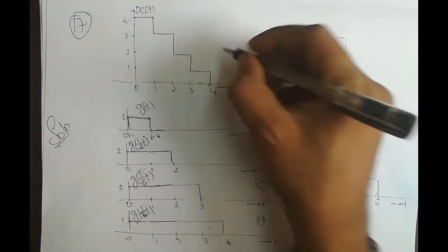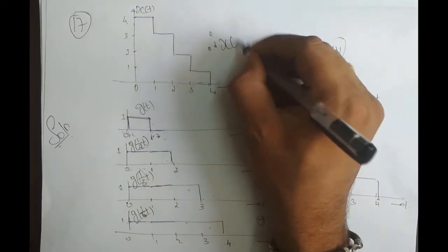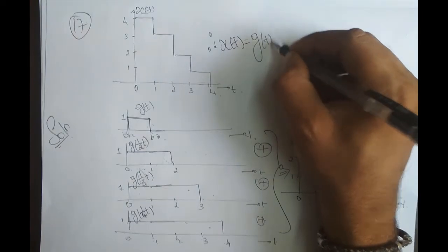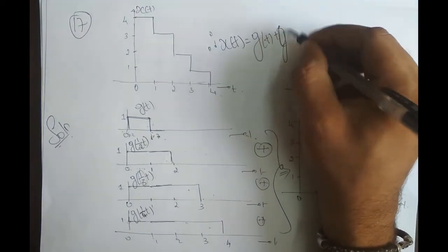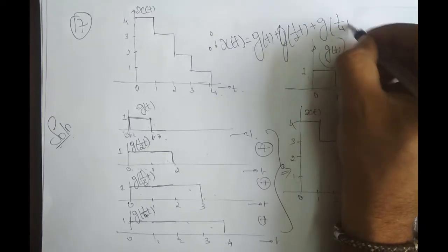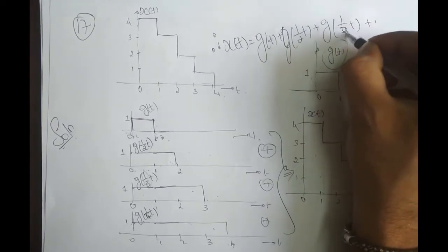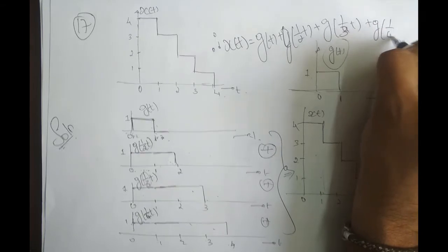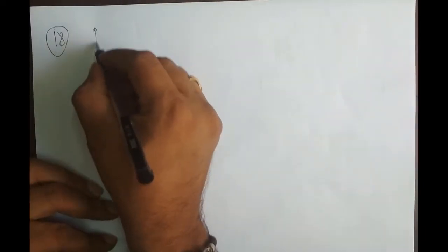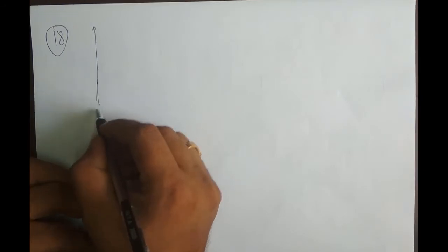Fine. So therefore, what is my x of t in terms of g of t? So this is the solution: g of t plus g of 1 by 2t plus g of 1 by 3t plus g of 1 by 4t. So this is the solution. Now we'll take one more problem, number 18. So we'll stick to the same x of t.